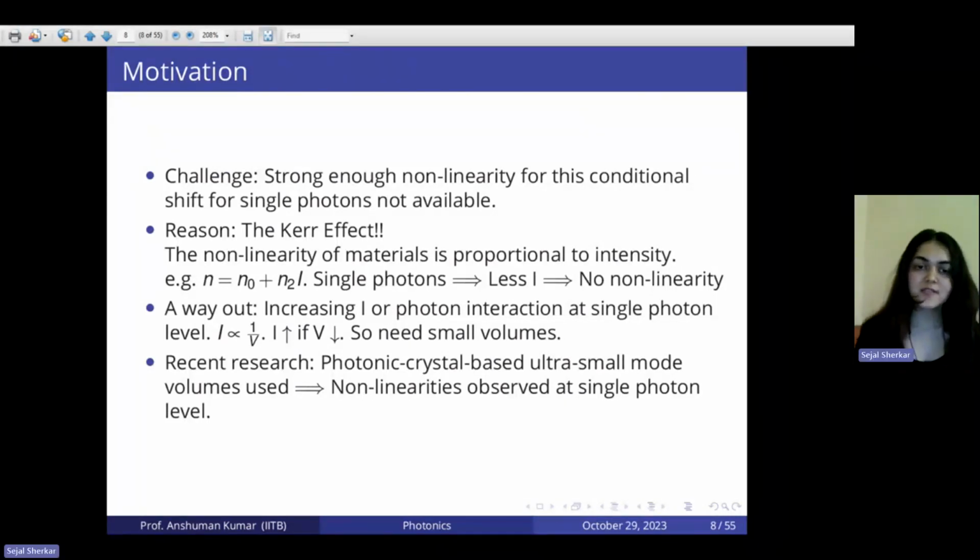Recent research suggests that photonic crystal-based ultra-small mode volumes are being used. Nonlinearity is observed at single photon levels.